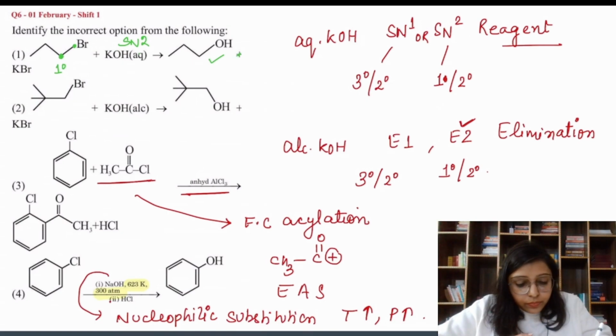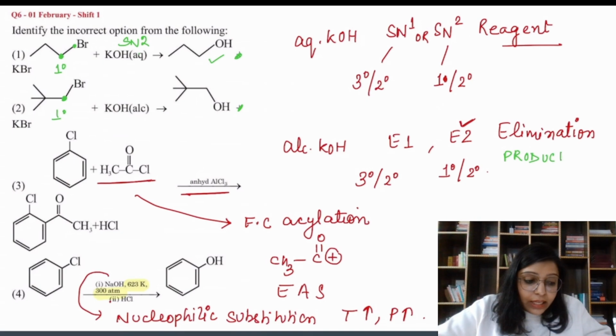Theek hai beta. Now second, this functional group is bonded to one carbon, matlab 1 degree carbon, so this is also 1 degree, but we have alcoholic KOH. So if we have alcoholic KOH, we are going to do elimination, and in elimination the product is going to be alkene, not alcohol.